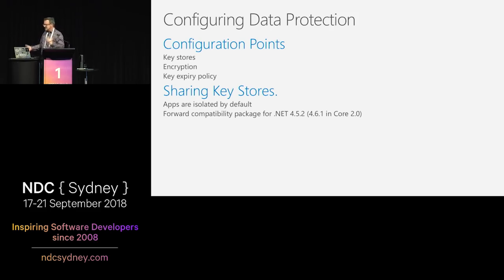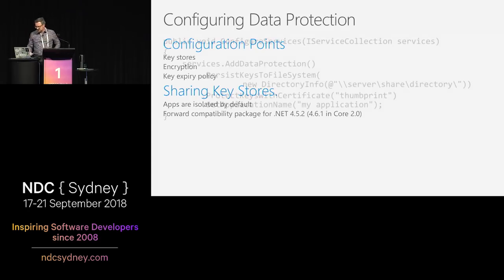If you want to share key stores between applications, well, apps are isolated by default, so there's an application name that you can set, and if you set it to be the same, then they can share encrypted data between the two. And if you want to use it in older ASP.NET applications, we have a forward compatibility pack. We're not doing back compat for this. We're going to drag you kicking and screaming up.